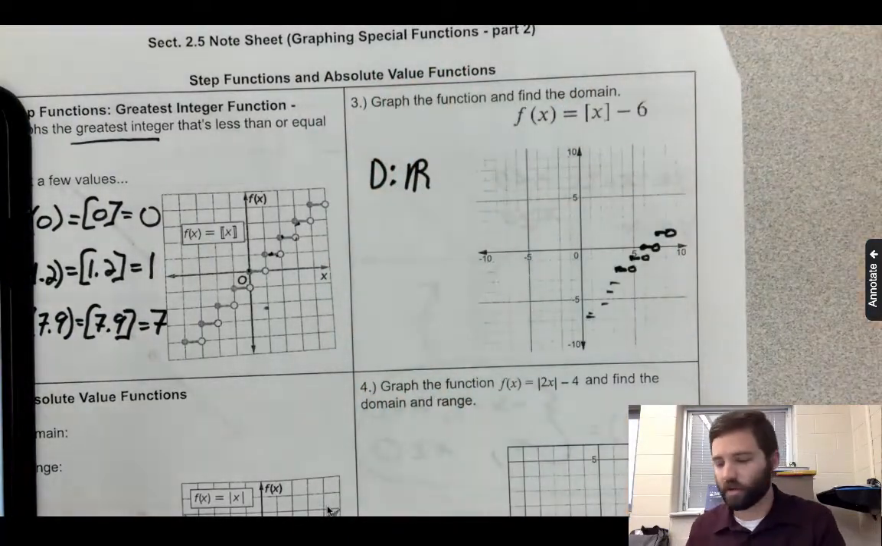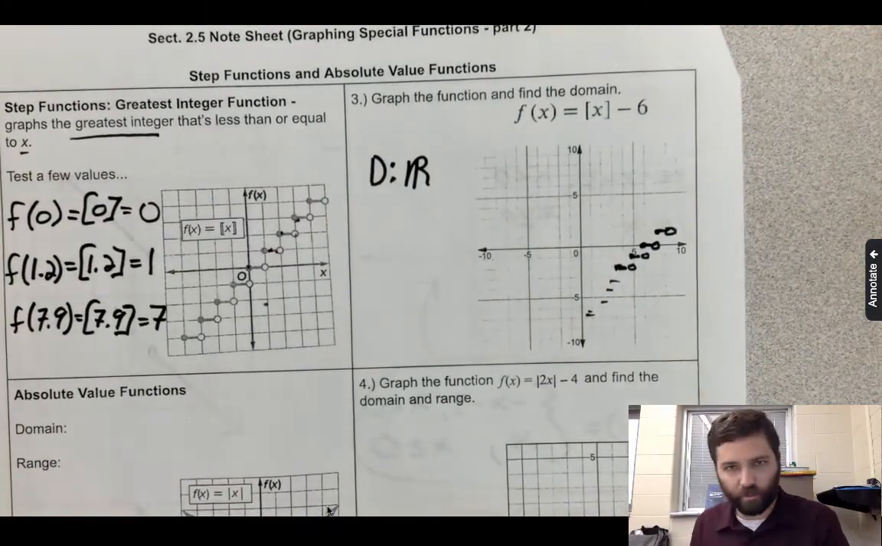We're not going to worry about the range. The range is all integers, and we're not going to worry about that. So this takes the greatest integer function and moves it down.